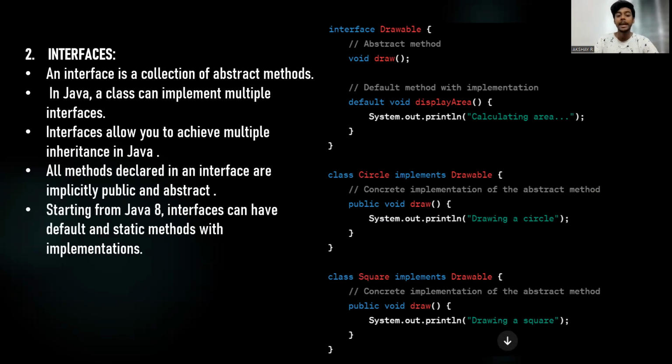Starting from Java 8, interfaces can have default and static methods with implementation. Abstract classes traditionally didn't have that, but interfaces can have default as well as static methods with implementation. So these were the two examples I have mentioned for data abstraction, which can be achieved in two ways: abstract classes and interfaces.